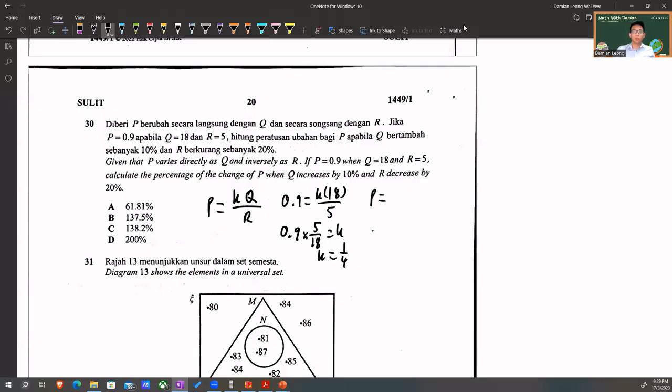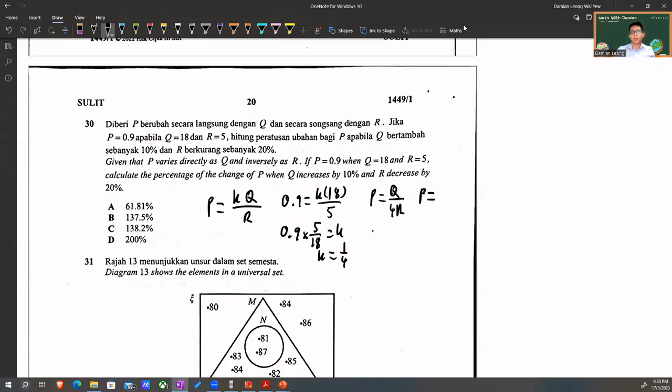So I want to count the percentage of change of P when Q increased by 10%, R decreased by 20%. Basically the equation is Q over 4R. One way I can do this, a less complicated way, is to actually increase Q by 10% and actually decrease the R by 20% and see what happens to the P.